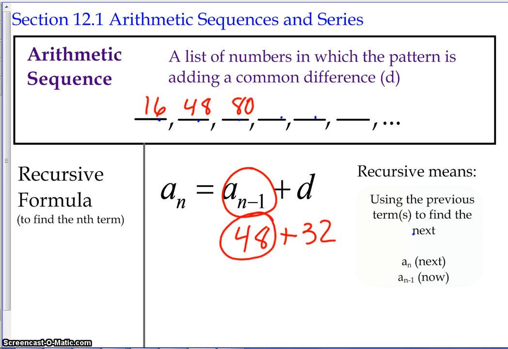So wherever we are now, for the next value you just have to add 32 to the value you are at now, and it's going to give you the next value that you're going to be at.